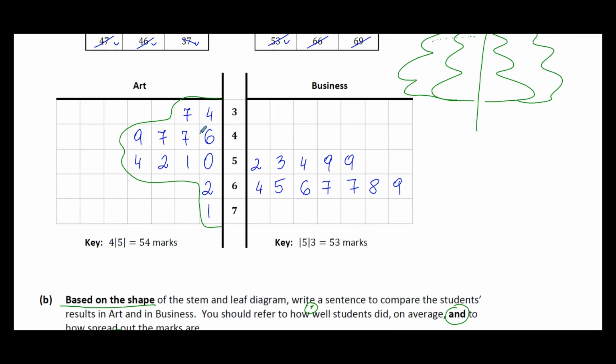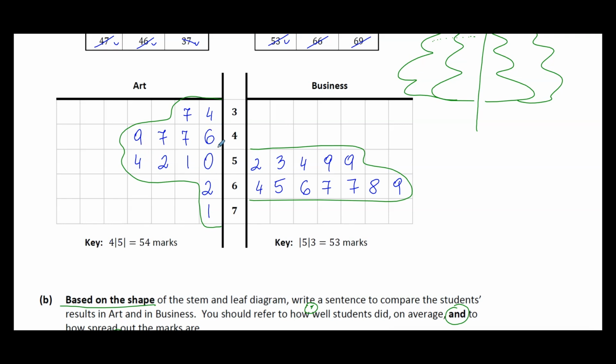the students performed in very different ways, compared to business, where the only results the students got are in the 50s and 60s. So we can say that on average in business, students did better because all of them got marks in the 50s and 60s. There is no mark in the 30s or 40s, while in art, the spread was much bigger. On average, students didn't do as well.